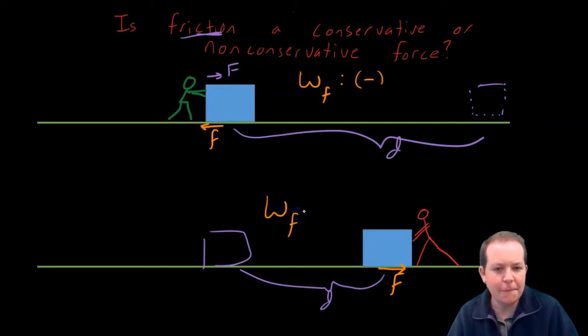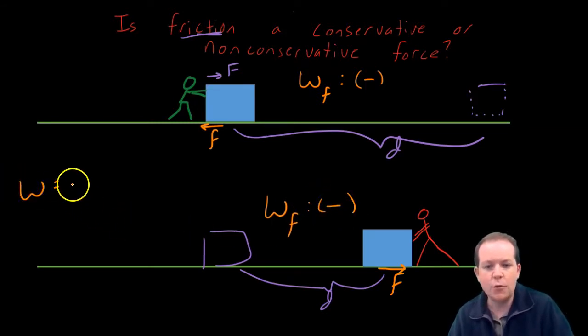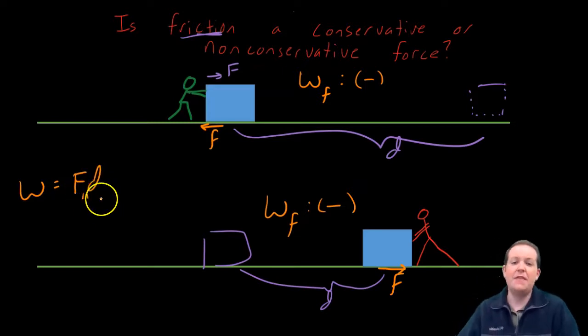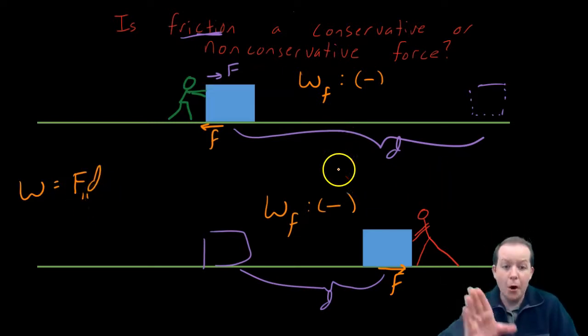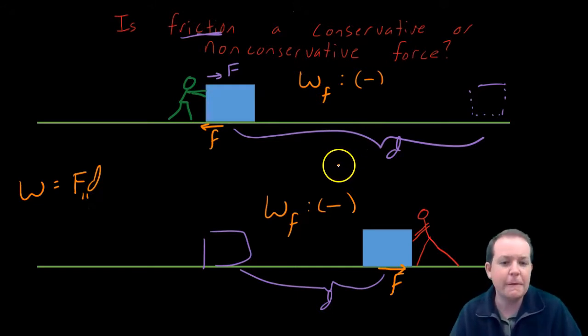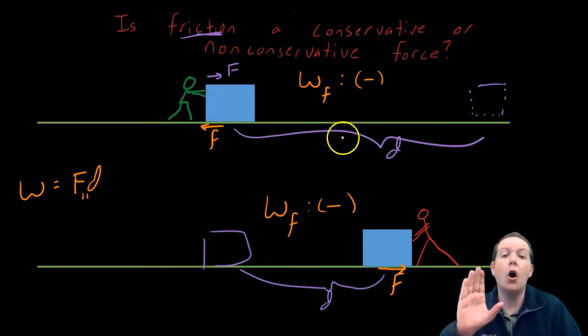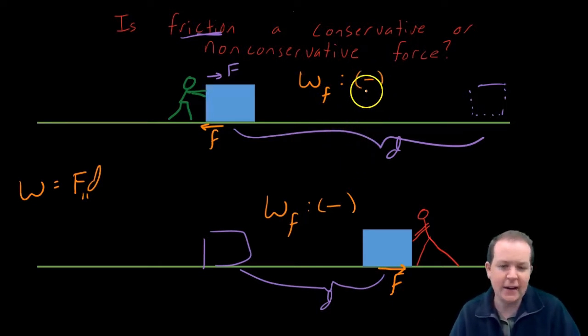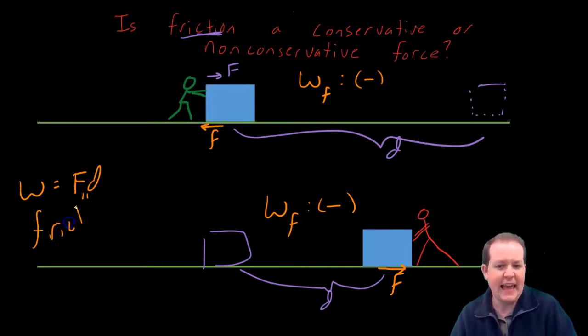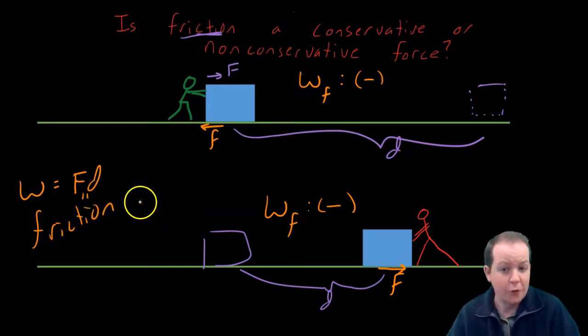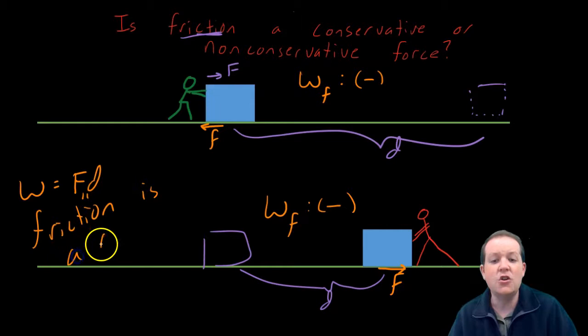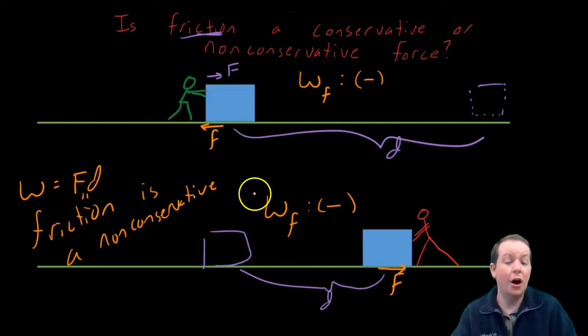Now the work done by friction is still negative. Remember, work is equal to the force times the displacement, and if they're in opposite directions, it's negative. Both of these scenarios, the work done by friction is negative because in both scenarios, the force and the displacement were opposite. It did not cancel out. I didn't have positive one way and negative the other way. So friction, because I can't cancel out, I can't undo the work. Friction is a non-conservative force. That's the label if I can't undo it.